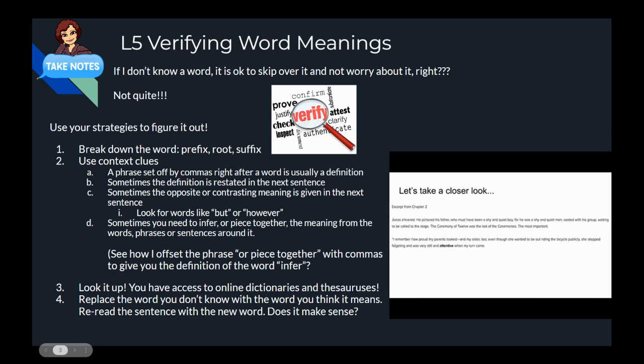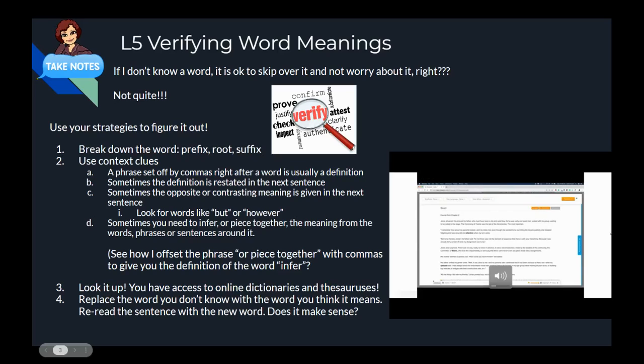Jonas shivered. He pictured his father, who must have been a shy and quiet boy, for he was a shy and quiet man, seated with his group, waiting to be called to the stage. The ceremony of 12 was the last of the ceremonies, the most important. I remember how proud my parents looked, and my sister too, even though she wanted to be out riding the bicycle publicly. She stopped fidgeting and was very still and attentive when my turn came.